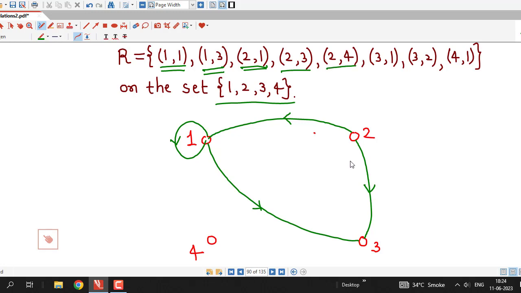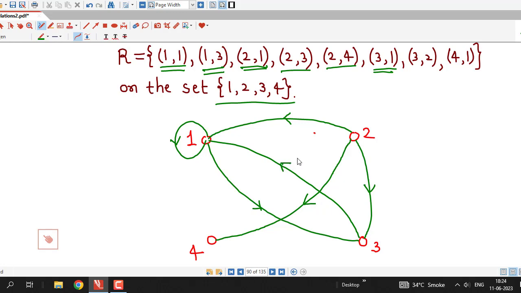2 is related to 4, so I have to join 2 and 4, but here we have 2 related to 4, so the arrow is towards 4. Then 3 is related to 1, so there is a reverse edge between 3 and 1.